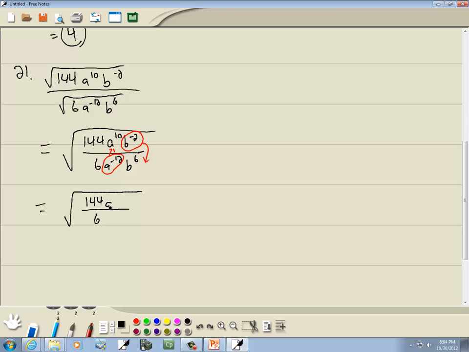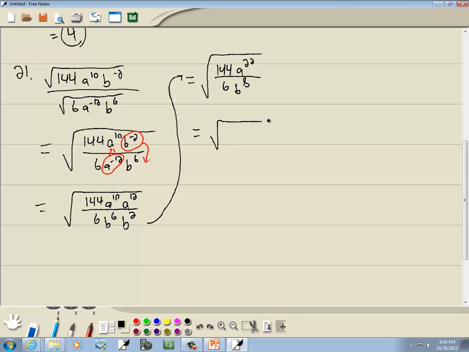So I already have an a to the 10th up here. I move the a to the negative 12 up on top, and it becomes a to the positive 12. Now this one already had a b to the 6. I take b to the negative 2 downstairs, and it becomes b to the positive 2. Well, I can simplify those a little bit. A to the 10th times a to the 12th is a to the 22nd. B to the 6 times b to the 6 times b squared is b to the 8th.